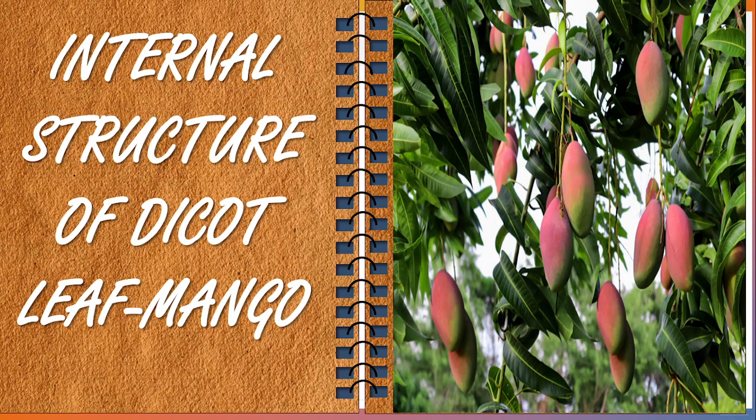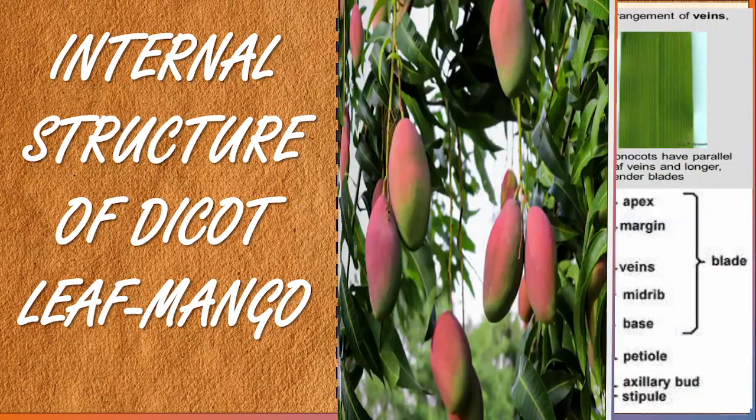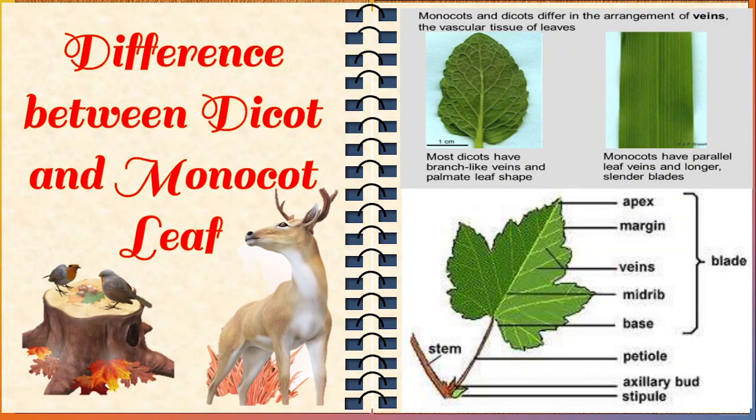Let's see the internal structure of dicot leaf, for example, mango leaf. First, we want to know the difference between dicot and monocot. Monocot and dicot leaves differ in the arrangement of veins. See the two pictures of a leaf. In the first one, the veins are arranged to look like a branch. See the second picture, it has parallel leaf veins. Because of the arrangement, they differ as monocot and dicot.